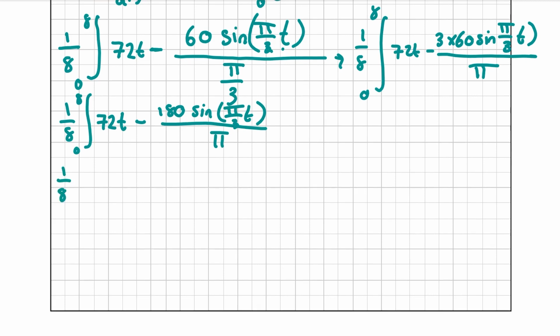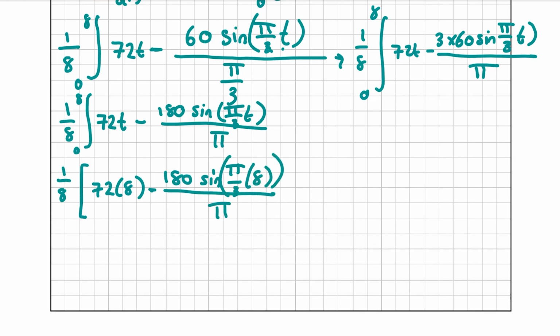Okay, so now let's start filling this out. So we're going to have 1 over 8. Let's fill out for t is 8. So 72 multiplied by 8 minus 180 sine pi over 3 by 8 divided by pi. And then we're going to take away when we fill in for 0. So take away 72 by 0, which is just going to be 0, minus 180 sine of 0, because it's pi over 3 multiplied by t when t is 0. So it's just the sine of 0 all over pi.